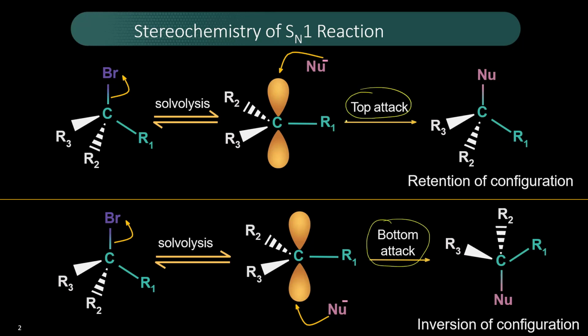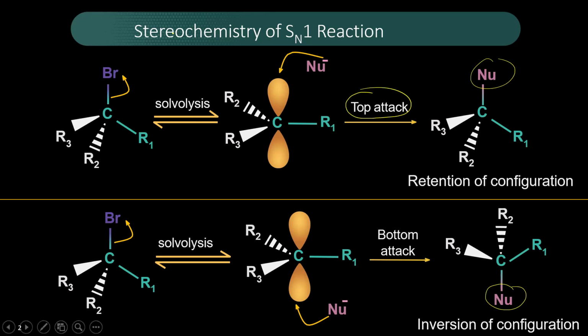If it attacks from the top, then whichever way the bromine is releasing, the same way the electron rich group, the nucleophile, is attaching here. So in the same direction the leaving group is leaving, the nucleophile is attaching. That's why we call it the retention of configuration. That means you are not inverting its configuration here. But if it is attacking from the bottom, then the nucleophile is attached on the bottom, not on the top. So there is an inversion of the configuration.